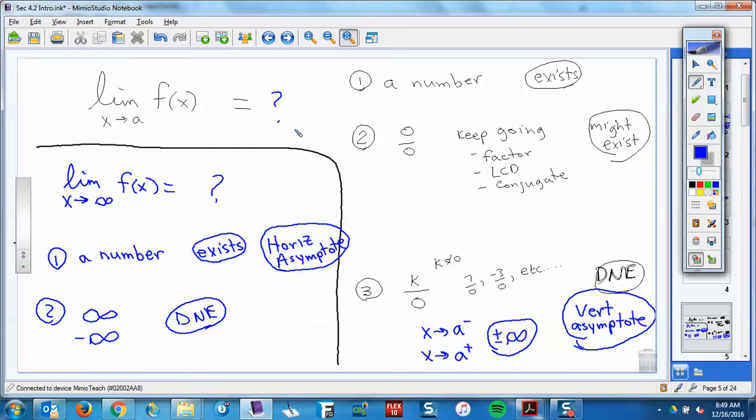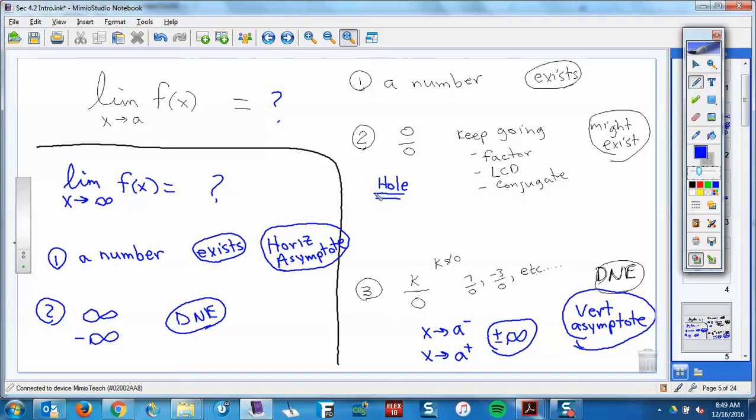The big one was we would get 0 over 0. You guys remember that? We would get 0 over 0. And that basically meant keep going. It might exist. The limit might exist. Typically what that means, and I'm going to add that in here, typically that means there's a hole.